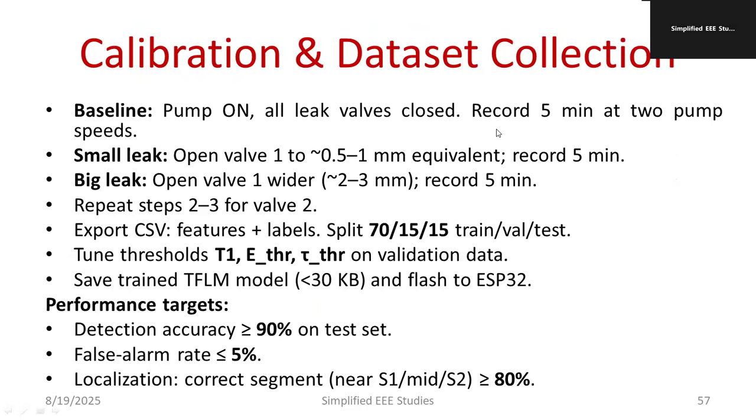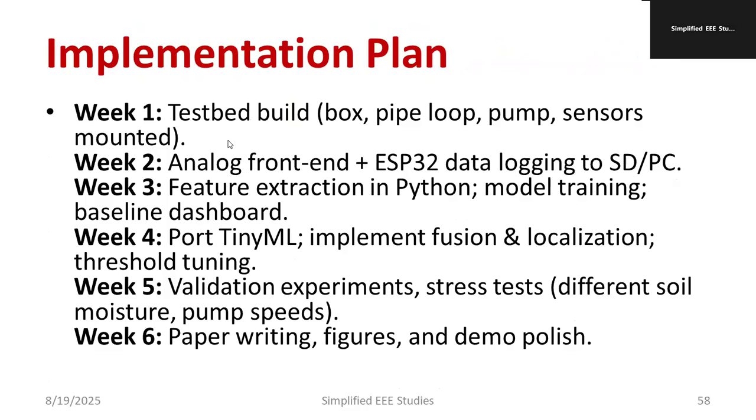Okay, then the performance target is in this fashion. Detection accuracy will be greater than 90% on the test set. False alarm rate is less than 5%. And localization: the correct segment, where exactly the leak happened. Then you can make the implementation plan within 1.5 months.